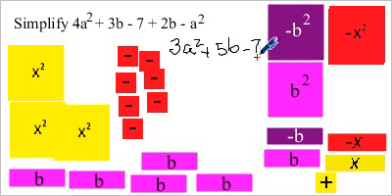minus 7. Now, another way to think about this is if you take your similar terms, 4a squared and negative a squared, so that's like minus 1a squared, we just deal with the coefficients. 4 minus 1 is going to be 3a squared. And then we look at this term, 3b and 2b, so 3 plus 2 is 5b. So that's how you would simplify this polynomial.